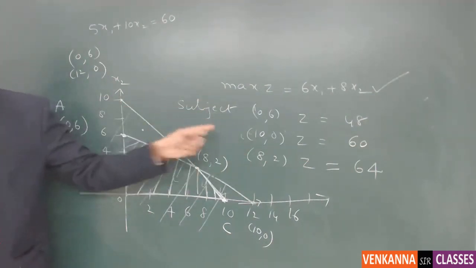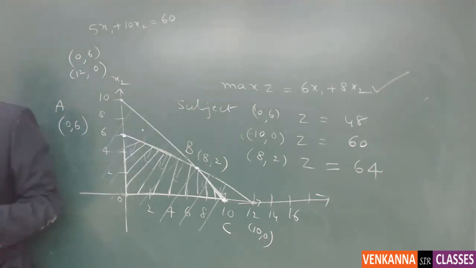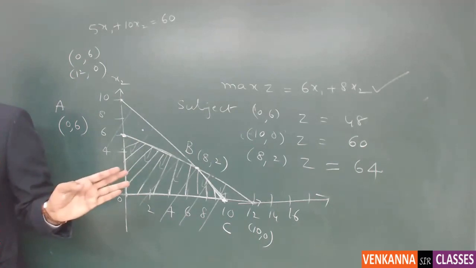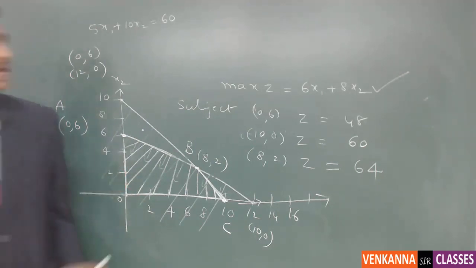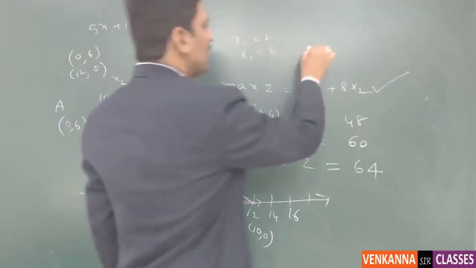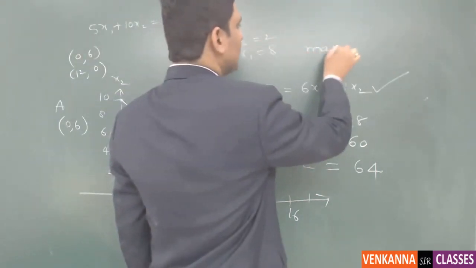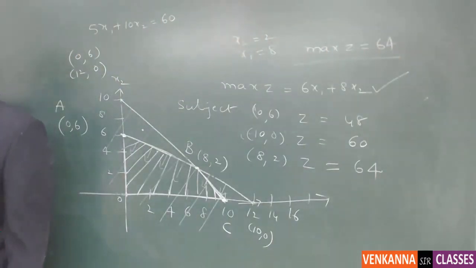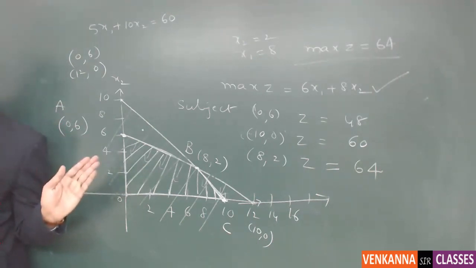So among these, which one gives the maximum result? 64, obviously, given by the point 8, 2. So x1 is equal to 8 and x2 is equal to 2 and maximum z is equal to 64 is our solution. So this is the procedure we usually follow to solve with the graphical method. Clear now? If the solution part is clear, I am going to take the other one.